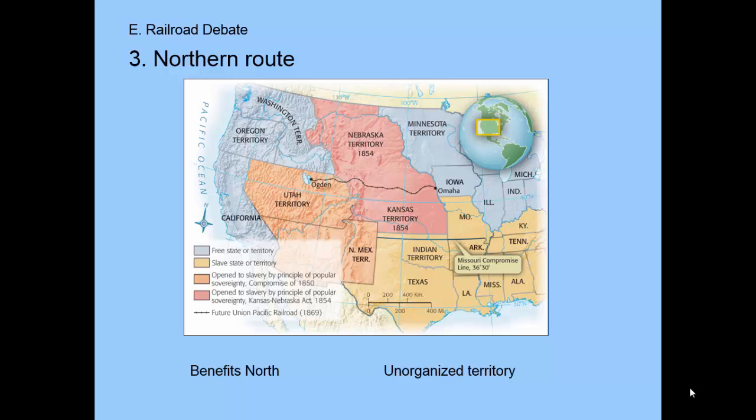It is expensive, even though some of it is flat. If you go the northern route, you're going to have to go over 2 mountain chains and deserts. You're going to have to go over the Rocky Mountains, the Sierra Nevada Mountains, plus you're going to have to go through the desert in between. So this would be a much more expensive route.